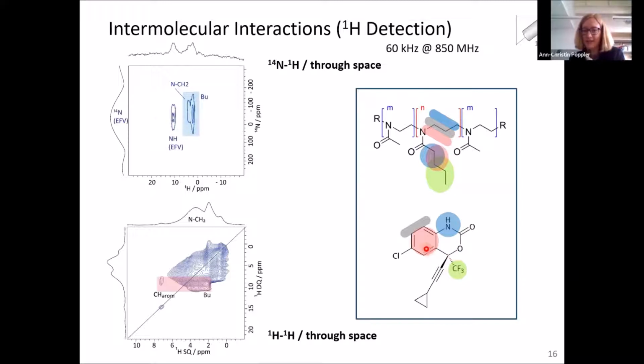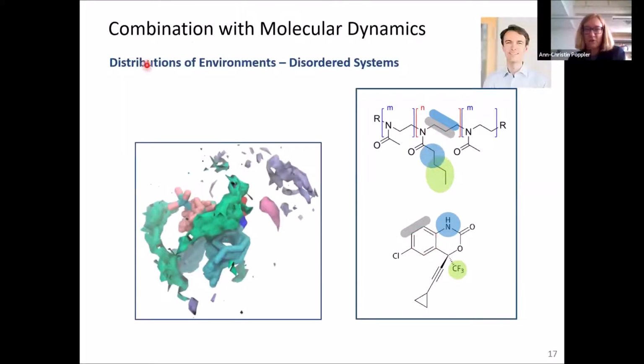And if you look at the color scheme and where these connectivities are, you can slowly start to imagine how this molecule could lie in this coordination pocket. And as you might have seen from the quite amorphous and broad spectra, we have a distribution of environments. And what is better than showing the distribution of environments than molecular dynamics?